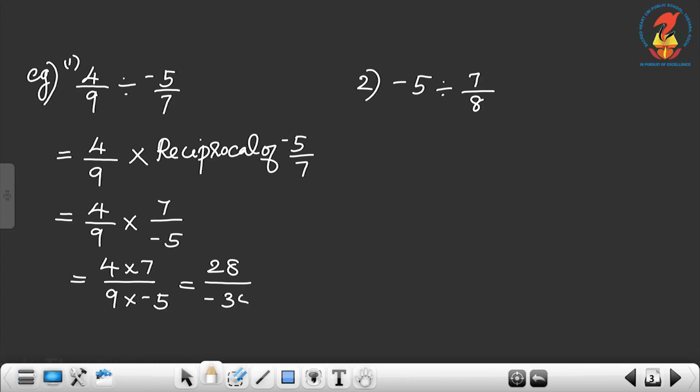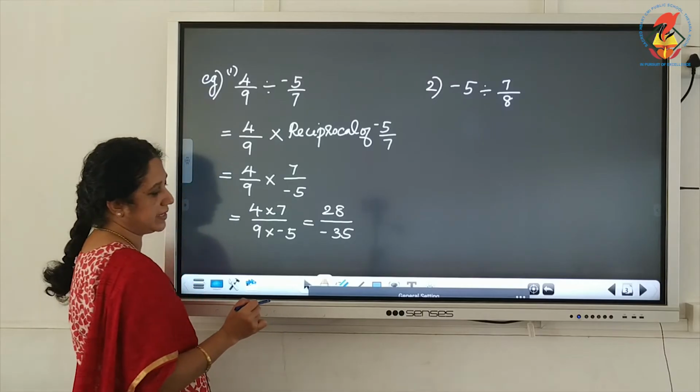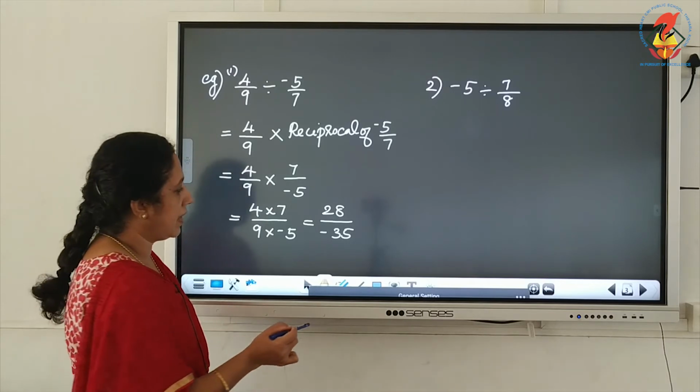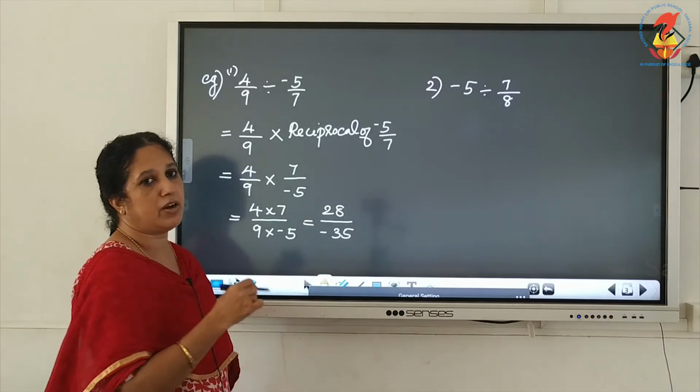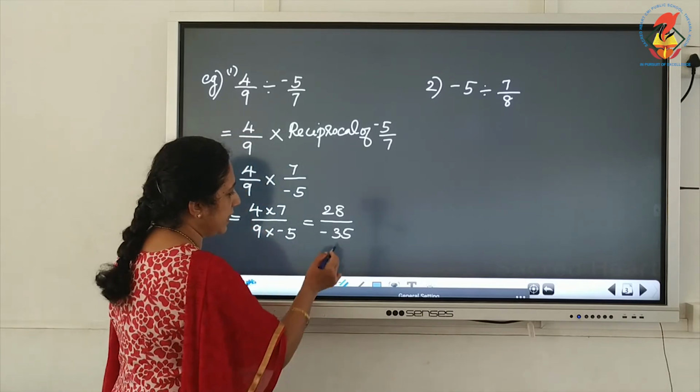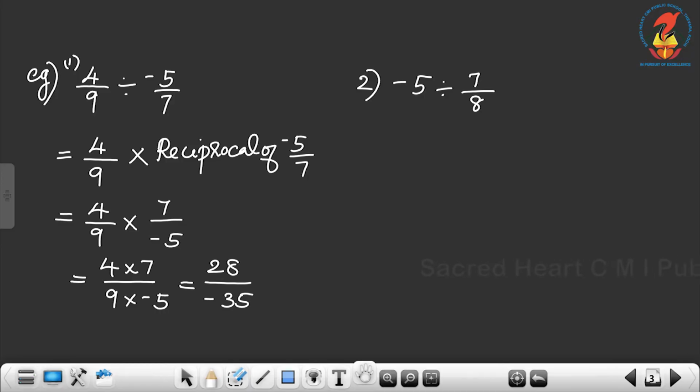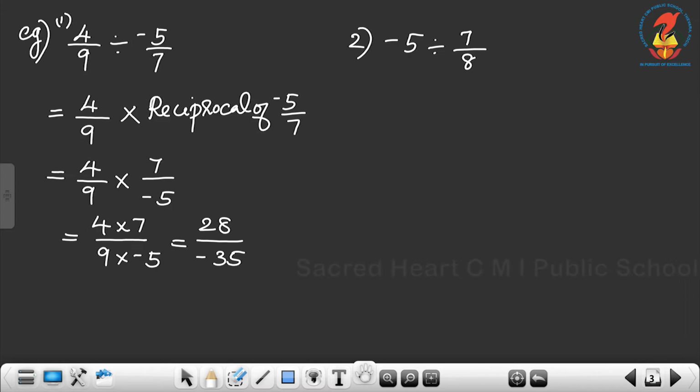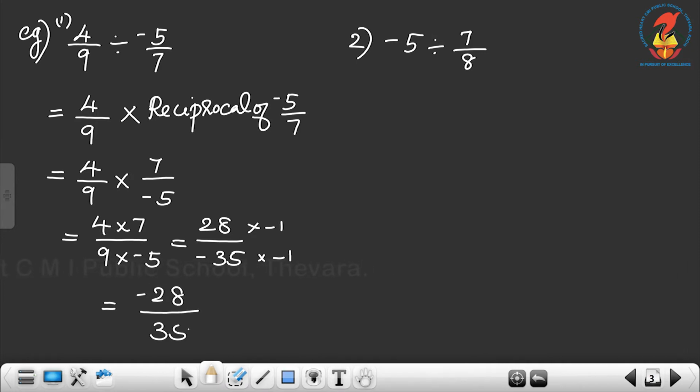By negative 35, 28 by negative 35. Now, after getting the result, we have to write down the result in the standard form. So, first step, make the denominator positive. How to make it positive? Multiply both the numerator and denominator by negative 1. So, when you multiply both by negative 1, what will you get? It will be equal to negative 28 by 35.